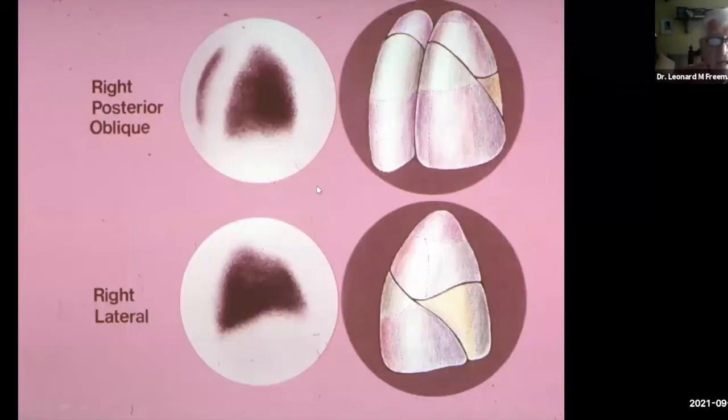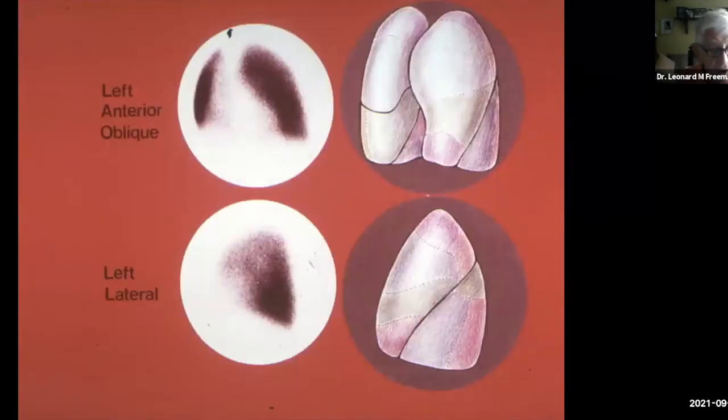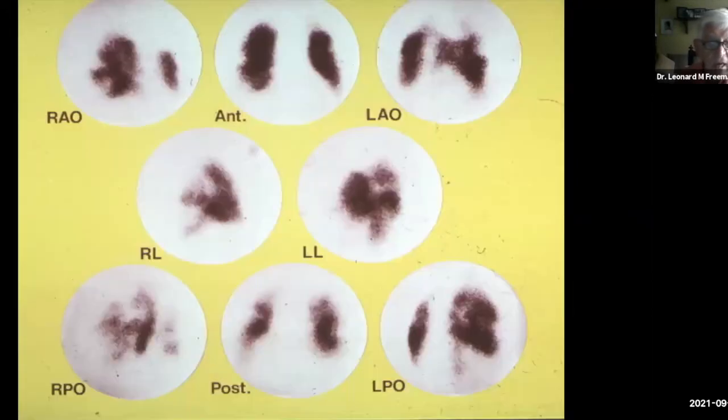And if you look at the images, you can see there's very uniform uptake throughout the lungs: RPO, right lateral, RAO, anterior, LAO, left lateral, left posterior, and posterior. So you get nice uniform distribution throughout the lungs, okay?